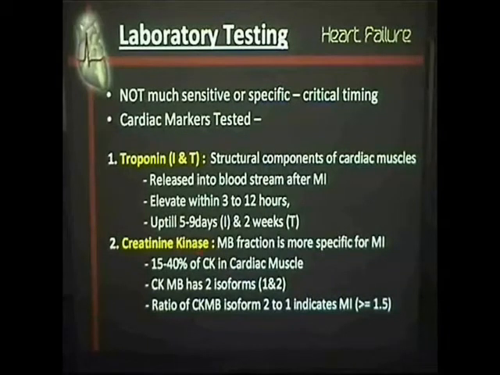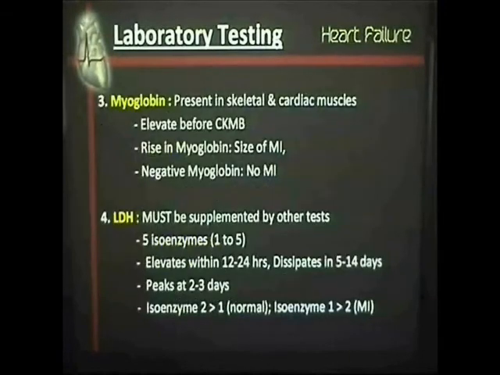Next is creatine kinase. Creatine kinase has 2 isoforms, 1 and 2. The ratio of CK-MB isoforms 2 to 1 indicates MI if it's greater than or equal to 1.5. The next one is the protein myoglobin. Myoglobin is not very specific to MI because it's still present in the skeletal muscles. If there is any trauma in the skeletal muscle, you can still find a rise in myoglobin.